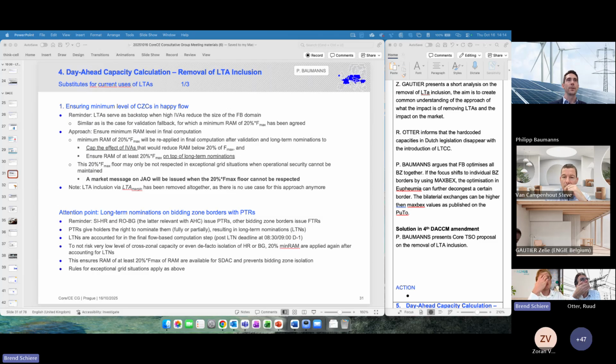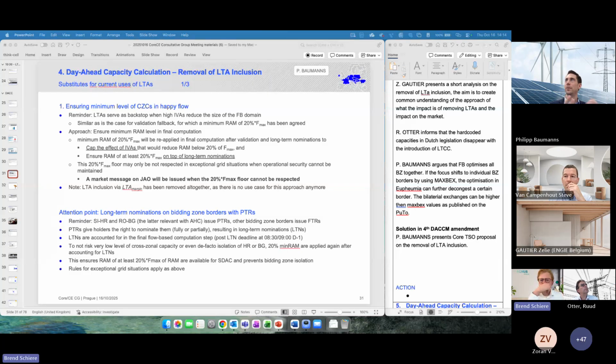So if a TSO applies an individual validation reduction, we have something like a business rule to not go below 20%. This is the intermediate flow-based computation. That means physical transmission rights, so long-term nomination, which will remain in place for two borders in core, will be applied afterwards. So in the extreme case, if some of these long-term nominations would consume more than 20% RAM, we would end up with 0 RAM in the day-ahead time frame.